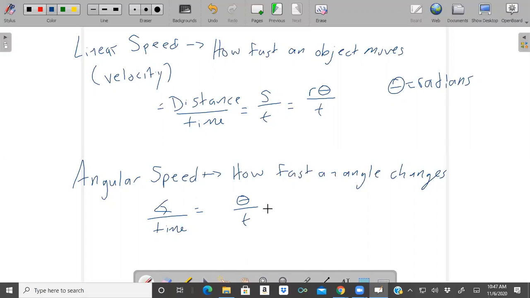Now, linear speed is represented by V, so the equation you should use with this is r times theta over t. And angular speed is represented by omega, so this is omega equals theta over t. Okay? The biggest difference is that with this one, we're multiplying by the radius to figure out how far we're actually traveling. With this one, we're just using the angle.